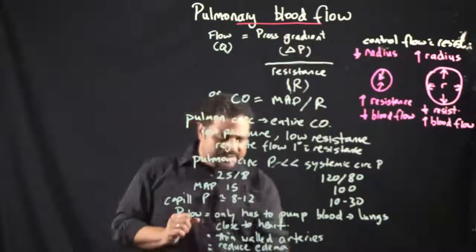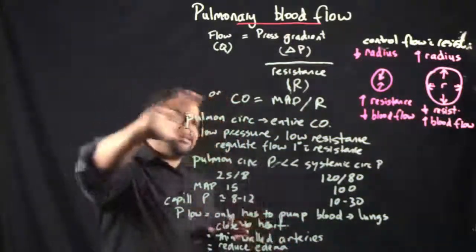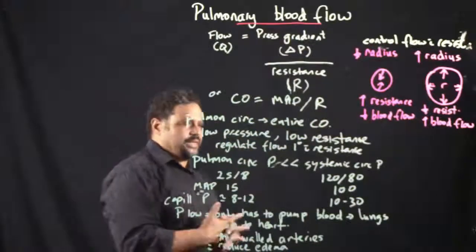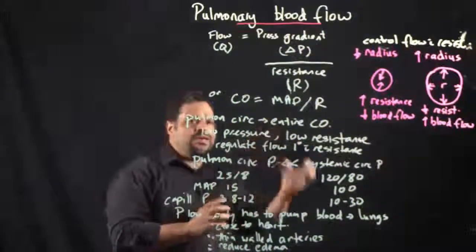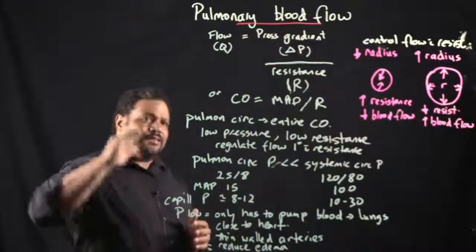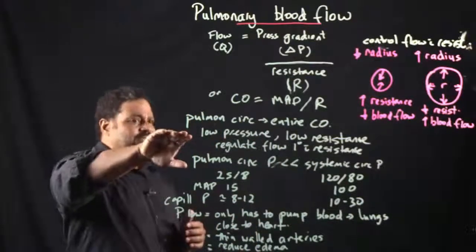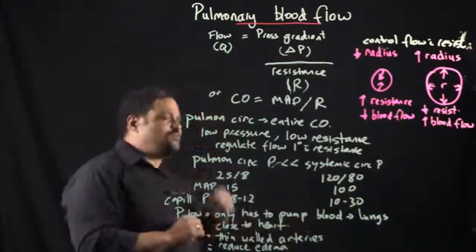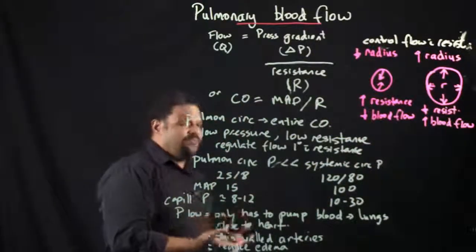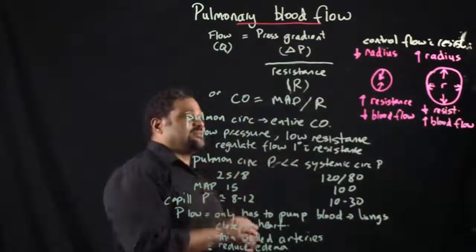And the pulmonary circulation takes the entire cardiac output of the body. Okay, so that's important to note, that it takes that whole cardiac output. And the pulmonary circulation, the pulmonary system, is very low pressure and very, very low resistance. The way that it regulates blood flow is primarily through resistance.